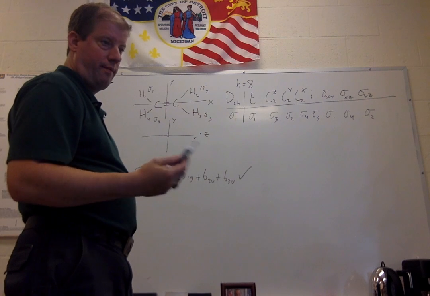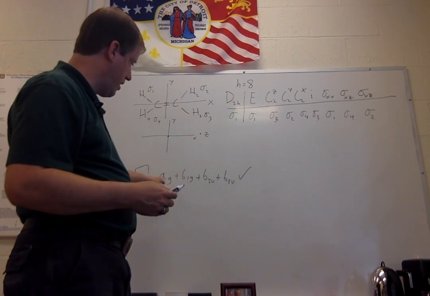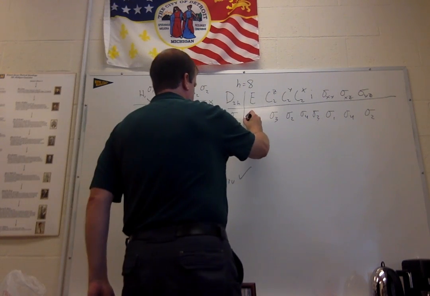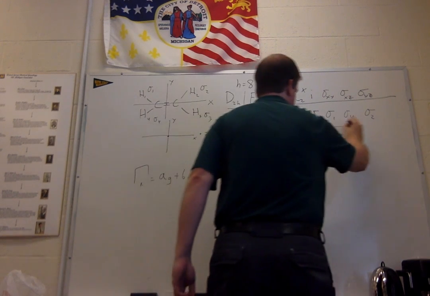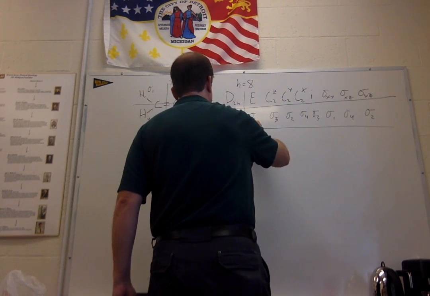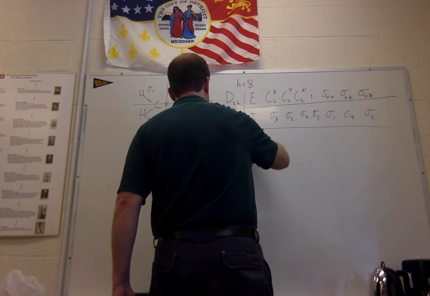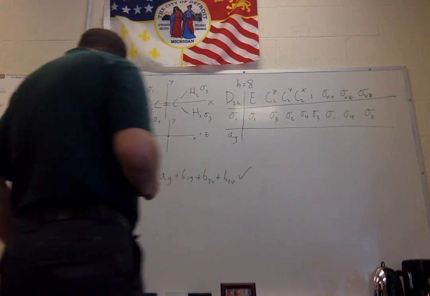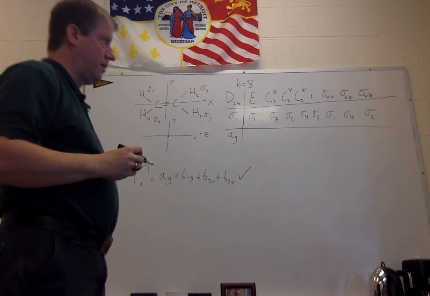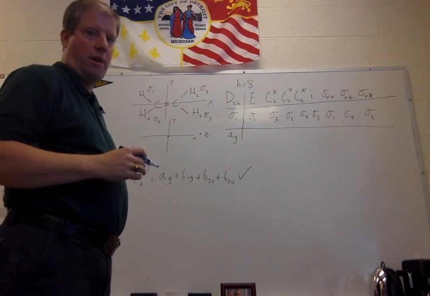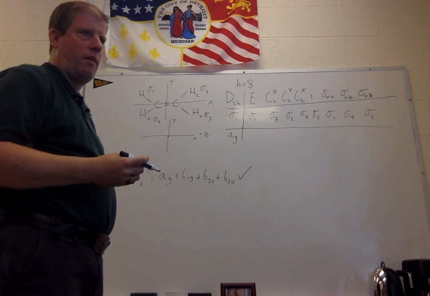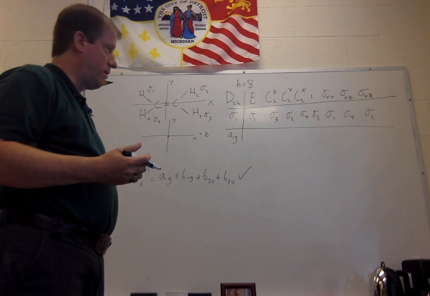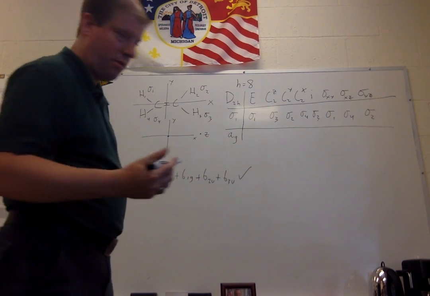The first one we'll look at is AG. What you then do is multiply your transformed orbitals by the character of that symmetry. So this is totally symmetric.